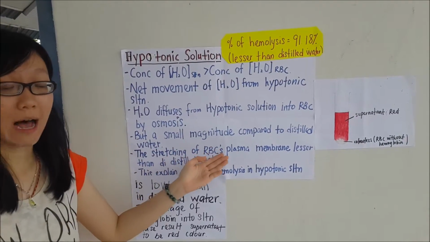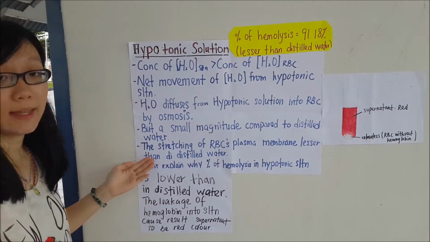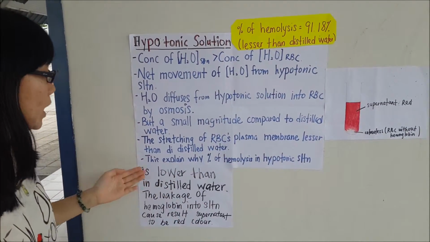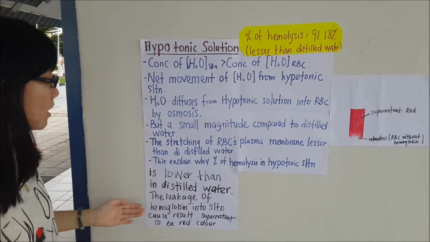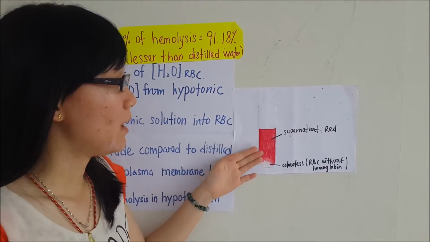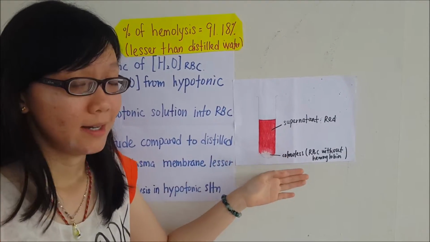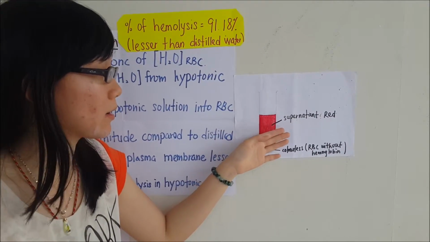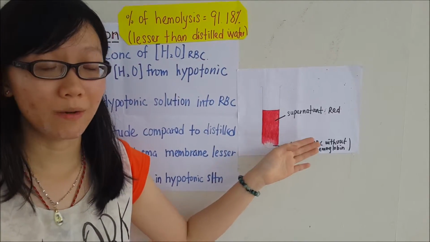The stretching of the red blood cell plasma membrane will be lesser compared to in the distilled water. This explains why the percentage of hemolysis in the hypotonic solution is lower than in the distilled water. The leakage of hemoglobin causes the resultant supernatant to be red in color. Our supernatant shows that the upper part is red and the lower part is colorless. The upper part is red, which indicates that hemolysis occurred in our red blood cells, whereas the lower part only has the red blood cells without the hemoglobin.